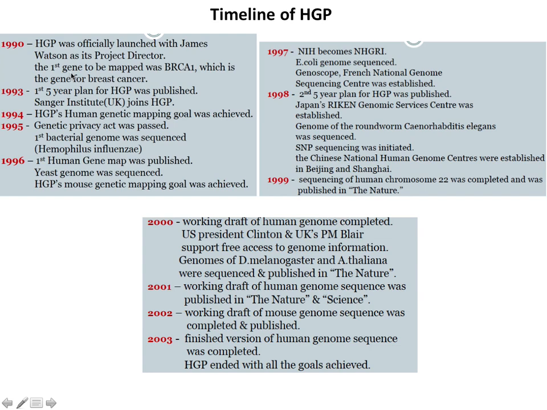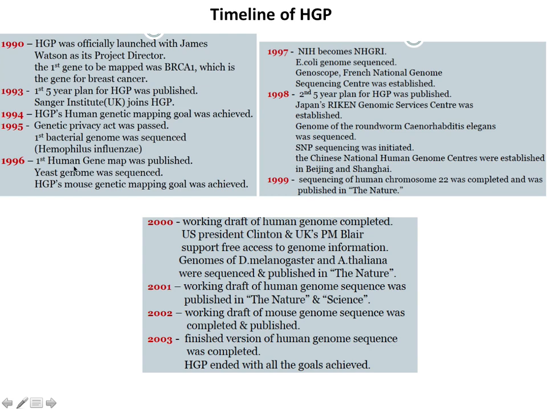And in 1990, the first gene was mapped, that was BRCA1, the breast cancer gene. It was sequenced first. In 1993, the first 5-year plan for HGP was published, and then the Sanger Institute from the UK also joined the Human Genome Project. In 1994, the human genetic mapping goal was achieved.